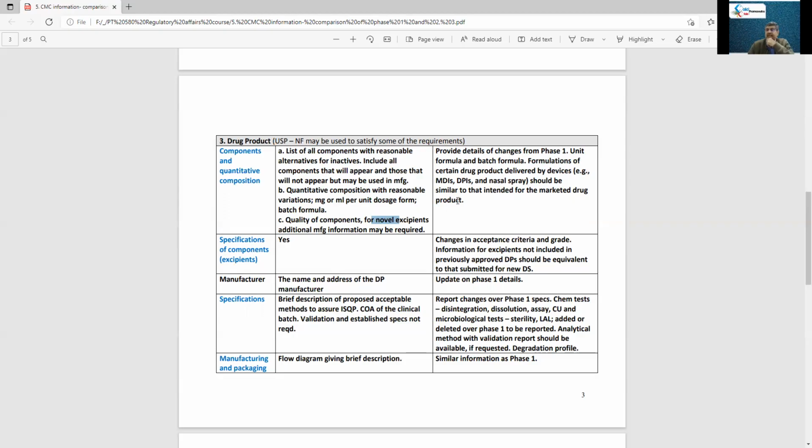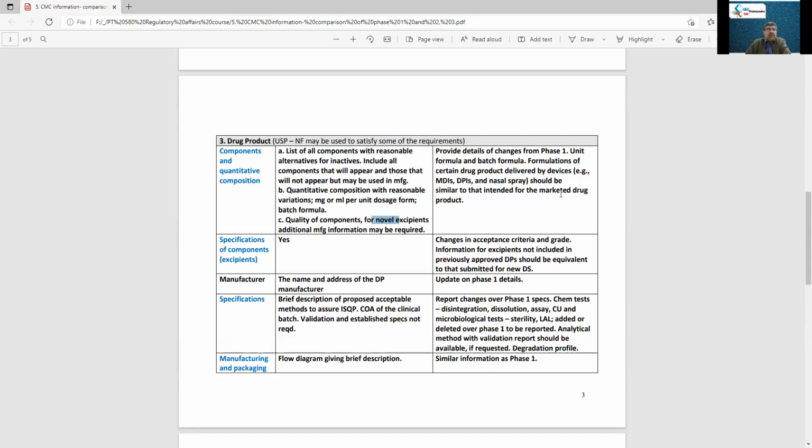Now, why there are special requirements for these dosage forms? It is because of the fact that the device that is used in MDIs, DPIs and nasal sprays is critical for the functioning of the dosage form. So in the case of DPI, the delivery of the product will be affected by the device that is being used. So the regulatory agencies want that in the clinical trials, same device which is going to be ultimately marketed should be used for conducting the clinical trials.